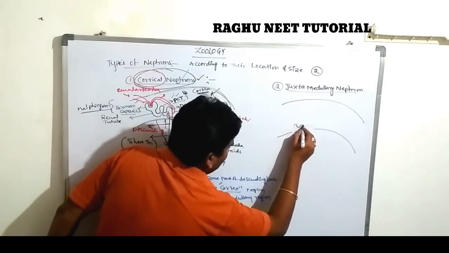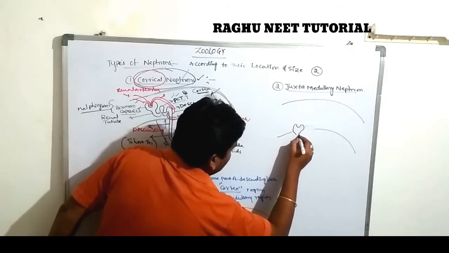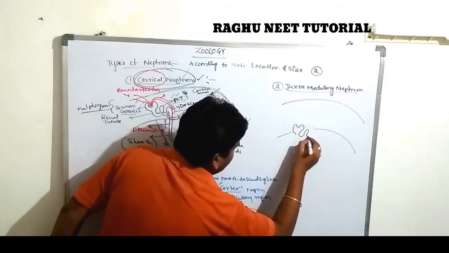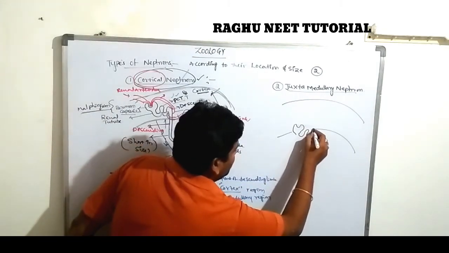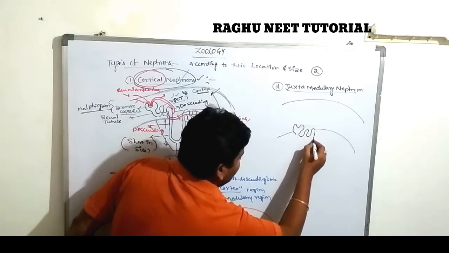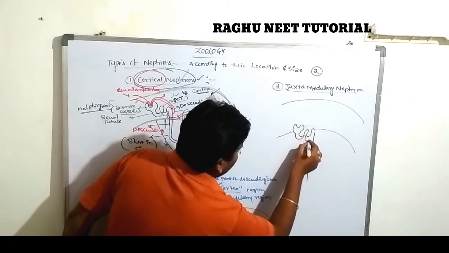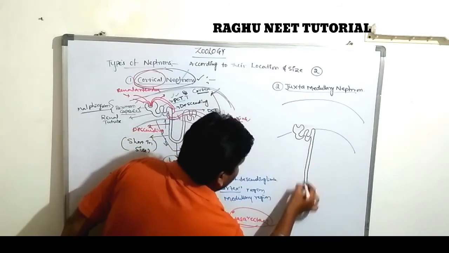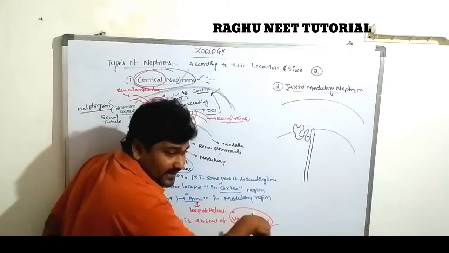The Bowman's capsule leads into the renal tubule, the proximal convoluted tubule, and the proximal convoluted tubule leads into a descending arm. The descending arm goes very deep into the medullary region.